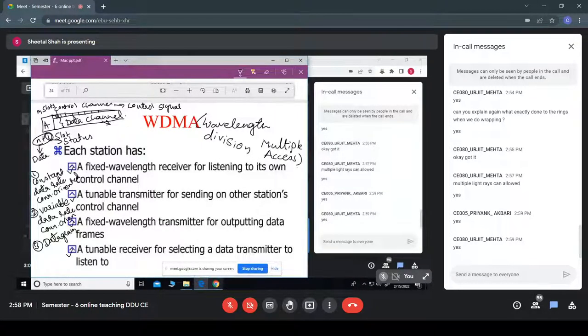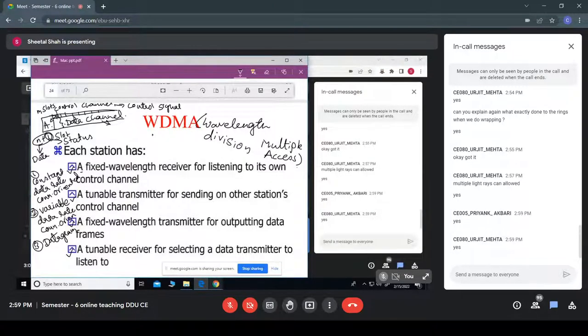Fine. Each station has four such transmitters as well as receivers. Each station has a fixed wavelength receiver for listening to its own control channel. As I said, every station has two channels. One is known as a control channel and another is known as a data channel. Every station would have a fixed wavelength receiver, able to listen to its own control channel. Then a tunable transmitter for sending on another station's control channel.